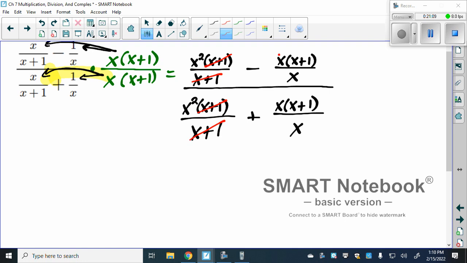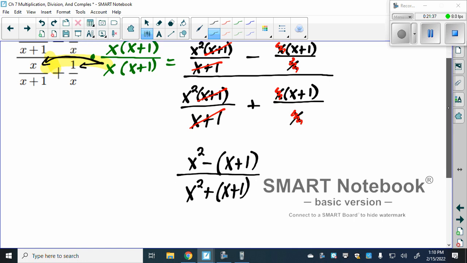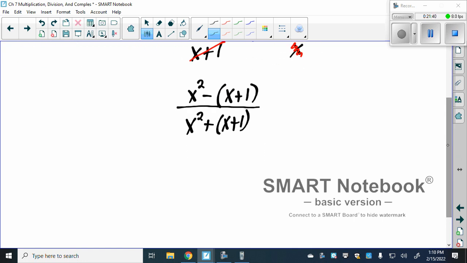In the other set of fractions, the x over x would simplify. And here, the x over x would simplify out. Thus, leaving us with x squared minus x plus 1 over x squared plus x plus 1. Any questions on this so far?